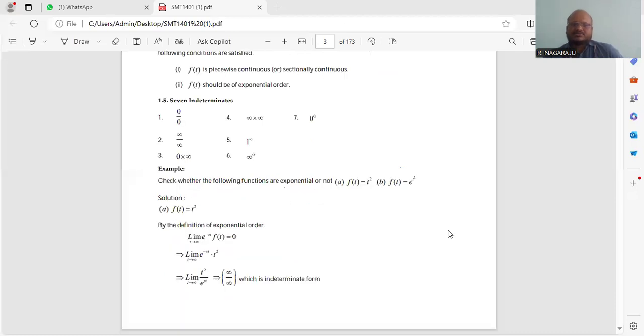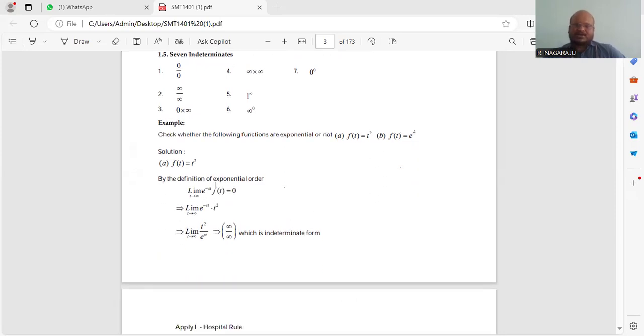In these cases, we can use exponential order, so here you have to apply the L'Hospital rule, which we studied in lower level classes. You can use the L'Hospital rule and solve these problems. Suppose f(t) is equal to t square and f(t) is equal to t power 8. First, applying the exponential order: limit t tends to infinity of e^(-st) f(t) is equal to 0.